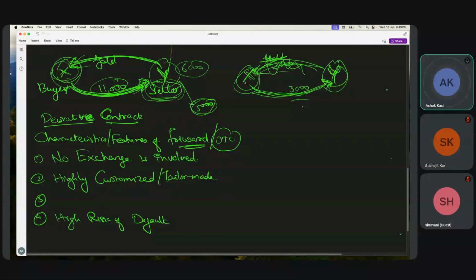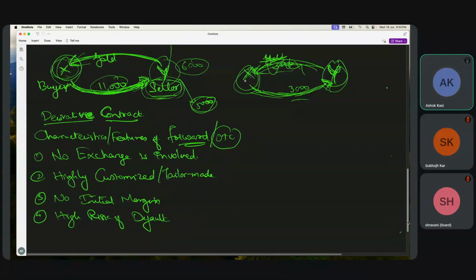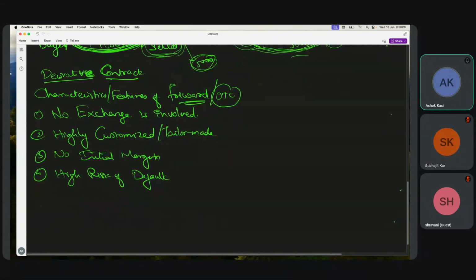Regulators and all we will see later. Those are further developments that happened. But right now, in this case, advance payment is not possible. So technically it is called no initial margin. Because there is no initial margin, there is high risk of default. Is this fine? Yes. Okay.